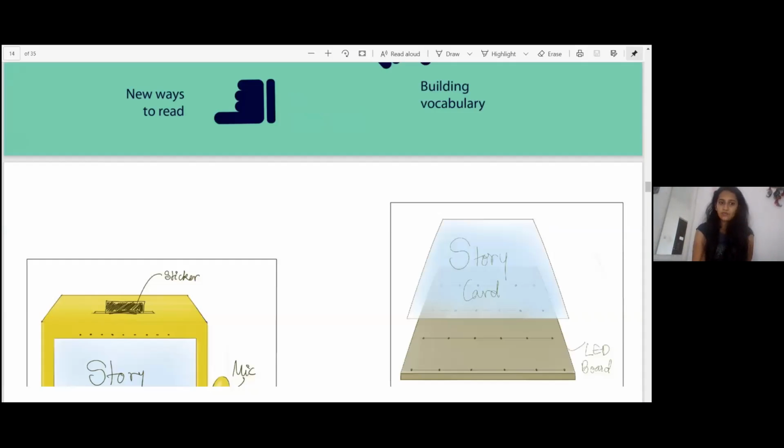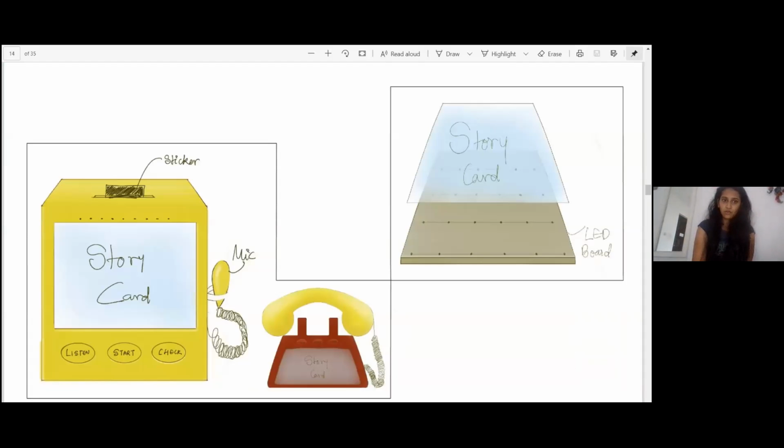Then I came up with a plethora of ideas. Some included electronics. These are just ideas that I had sketched out using story cards and interactive devices. For example, with this phone, if you can see, you place a story card on it and you pretend that you're talking on a call while you read out whatever you see on the story card. So, through gameplay, is it possible to make children more interested in reading, or things like that?